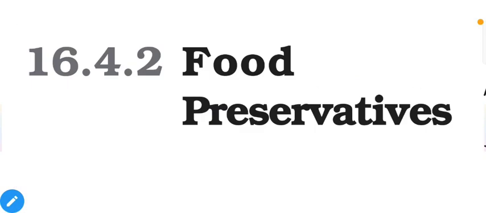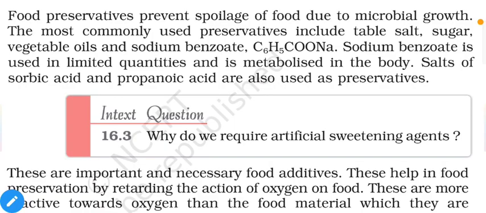Next we have food preservatives. As the name suggests, it preserves the food. Food preservatives prevent spoilage of food due to microbial growth. The most commonly used preservatives include table salt, sugar, vegetable oils, and sodium benzoate, C6H5COONa. So these are the chemicals which are being used inside the kitchen right now.